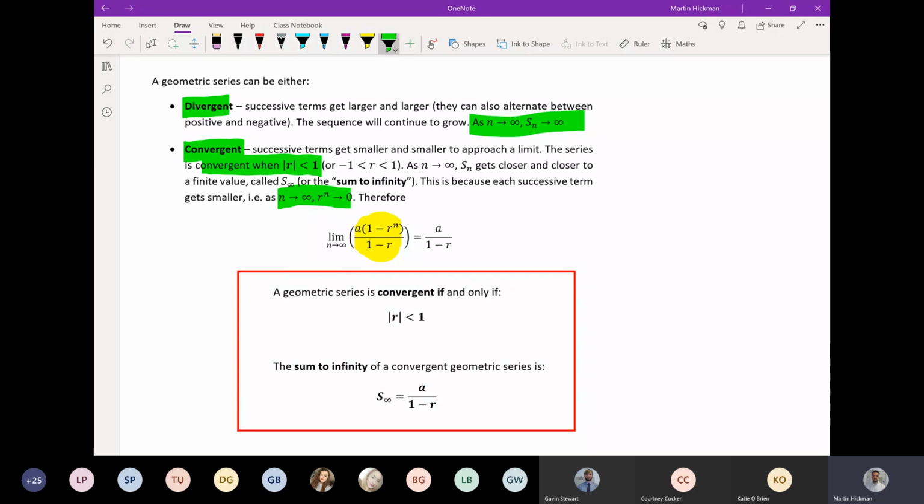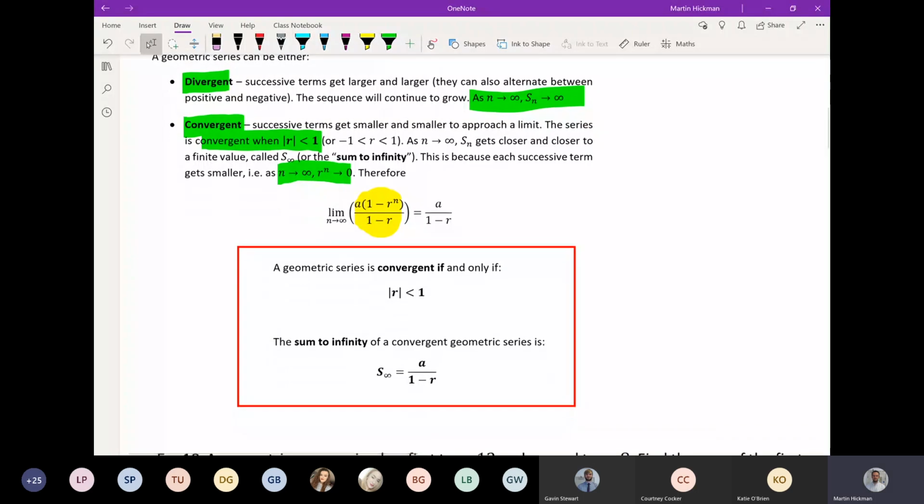So the key things here that you need to know is a geometric series is convergent if and only if the modulus of r is less than 1. Basically, if r is between -1 and 1, because then as n goes to infinity, your terms will just go to 0, and then you'll be able to add all those numbers up to converge to a particular limit.